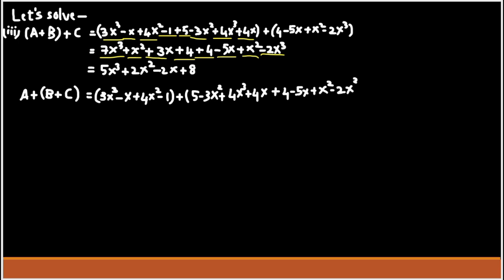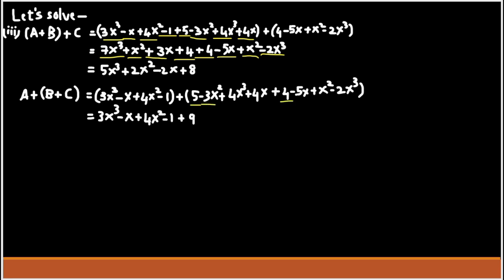Here the a polynomial is added to the sum of the b plus c polynomials. Here the a polynomial is 3x cube plus 4x square minus x minus 1, and the b plus c polynomials are added here. Let's write the a polynomial as it is. Then the sum of the b and c polynomials is as follows.